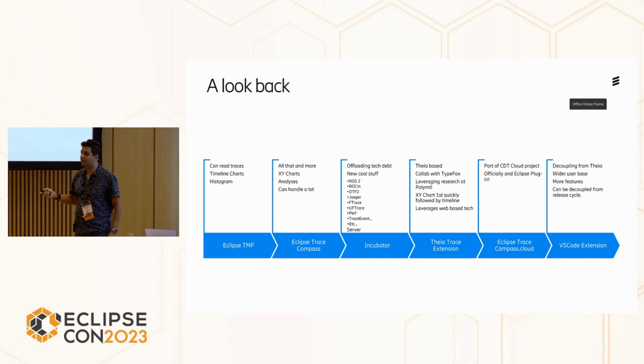Then we added the sprouting incubator. And here we have all the cool stuff that students contribute or that easily excitable people contribute, such as ROS2, ROS traces, ROCm, which is the AMD compute traces, OTF2, which is Intel vTune traces, Jaeger support, ftrace, uftrace, two trace formats made by completely different people for different solutions, perf, trace events, which is the Chromium trace format, and really, there are too many to list, so I'm just going to put etc.